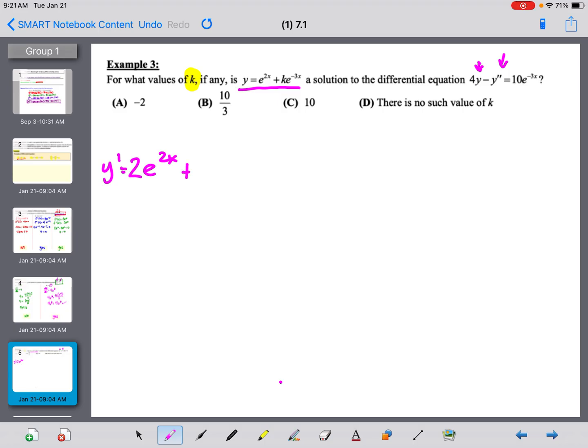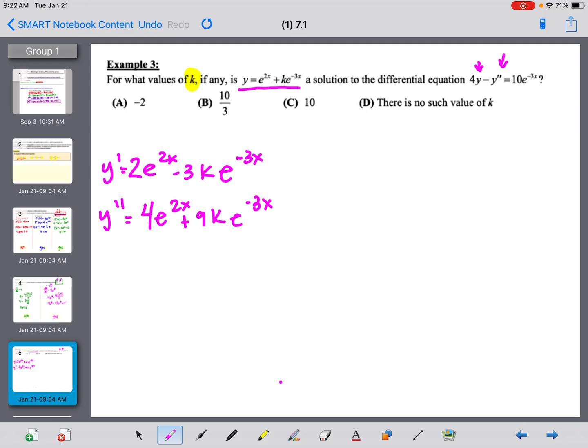Then in the next one, we're going to go e to the negative 3x times the derivative of that exponent, which is going to be negative 3. So that out in front here, this is going to be negative 3k. Now let's go second derivative. e to the 2x times the derivative of the exponent, which is 2, so 4 out in front. Here, this is going to be itself, e to the negative 3x times negative 3, which is going to make this plus 9k.